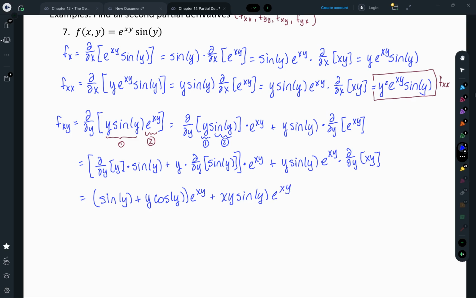I can leave my answer like that. I really don't need to rewrite it, although I do see that I have two terms that both have e to the xy in common, so I could technically factor it out, but there's really no need. I'm going to call it a day on that one and say this is my f sub xy.